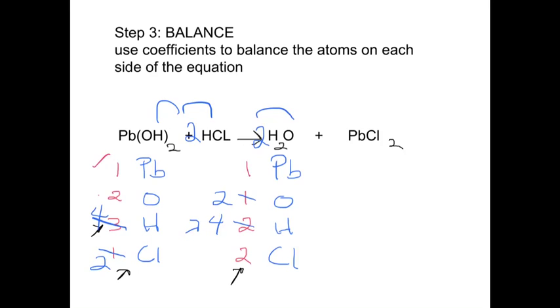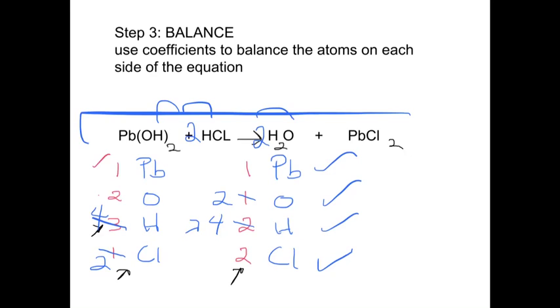Many times you have to go back and forth in order to get the sides balanced. So I seem to be fine for the lead, I'm fine for the oxygen, I'm fine for the hydrogen, I am fine for the chlorine. And here you go, this is your balanced equation.